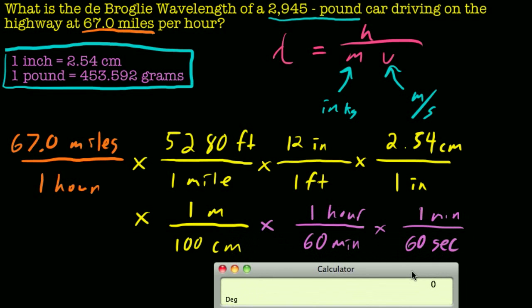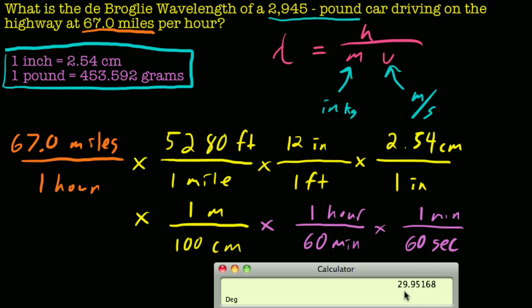Okay, so we start off with 67, multiply that by 5280, multiply that by 12, multiply that by 2.54, divide by 100, divide by 60, and then divide by 60 again.